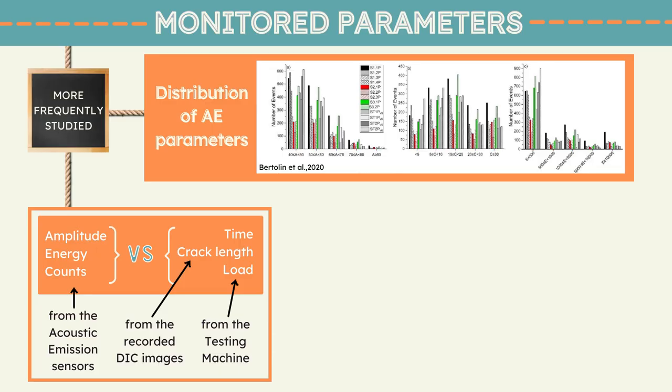We found that the most monitored acoustic emission parameters are amplitude, energy, and counts, that are frequently studied against time at different temporal resolution, against crack length, and also as a function of load, even sometimes in their cumulative form. The analysis of the acoustic emission parameters distribution shown on the top of this slide is an example of investigation done by Bertolin et al. in 2020, through which it was possible to distinguish between the ductile and brittle fracture in Scots Pine and Oak samples.